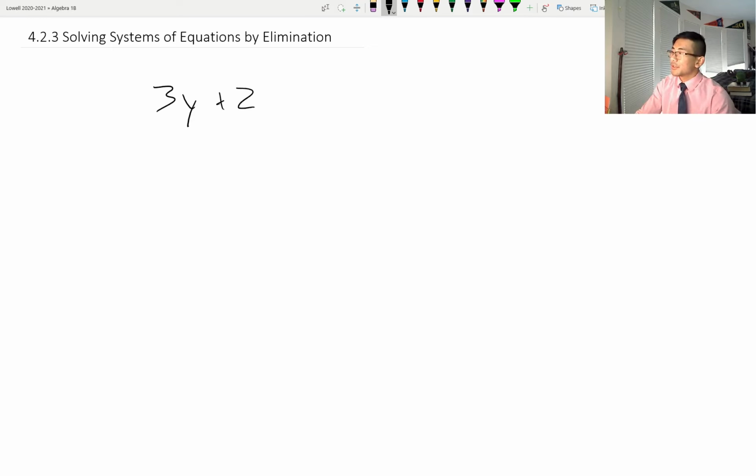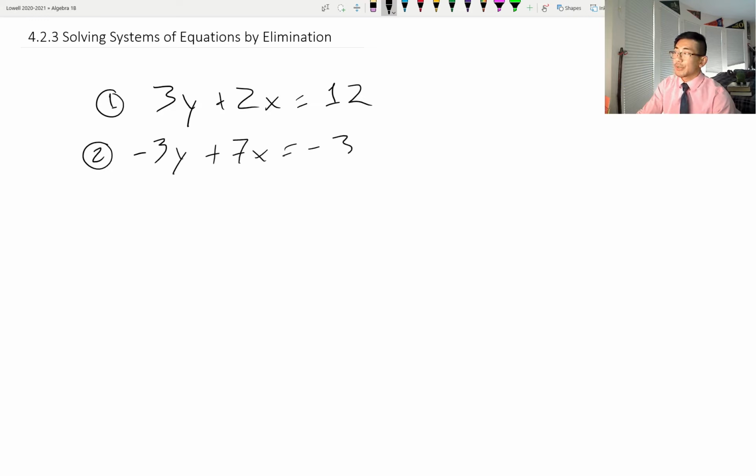3y plus 2x equals, I'll say, 12. I'll number that one equation 1. Equation 2 here will be, let's say, negative 3y plus 7x equals negative 3. Pretend. Okay, so we should put on one observation.